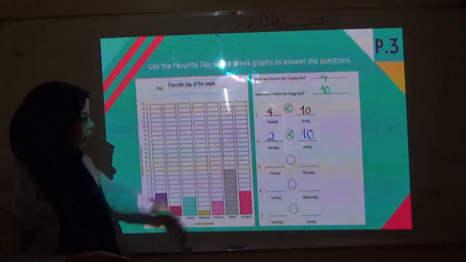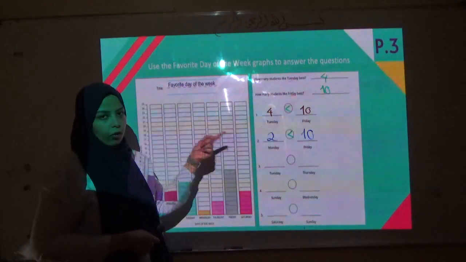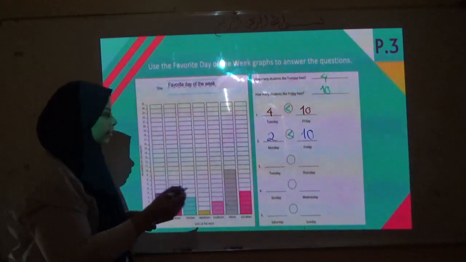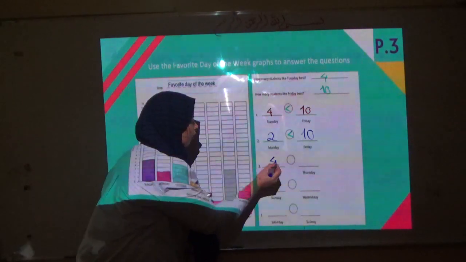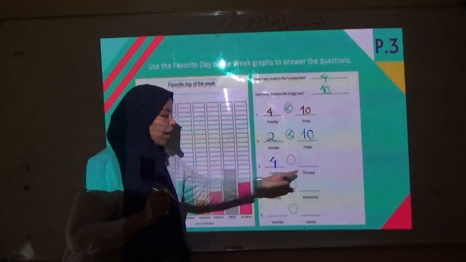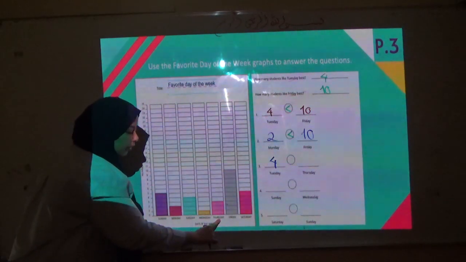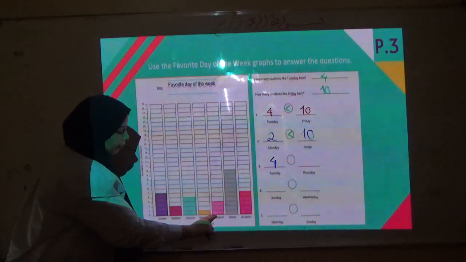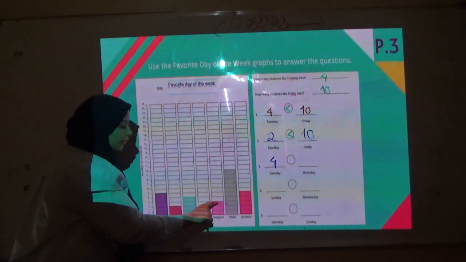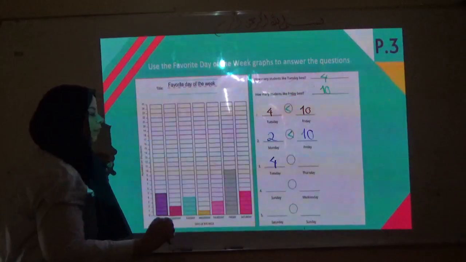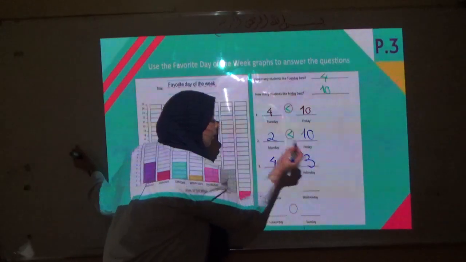So moving to the next one, Tuesday. I already got 4 for Tuesday, so I will write it directly here. So I will write 4 for Tuesday. Thursday, I will go to my graph and go to Thursday. Here's Thursday. I will put my finger and then I will count from 0 up to 1, 2, 3. That's it. I will stop here because that's the end of the bar. So again, it's equal to what? Yes, sure, it's equal to 3.